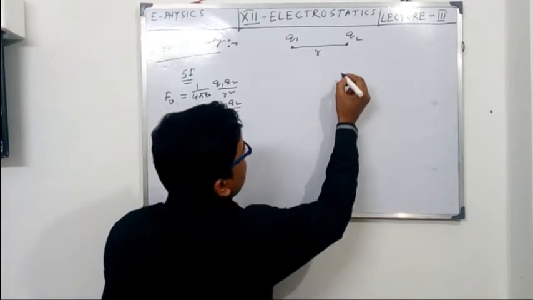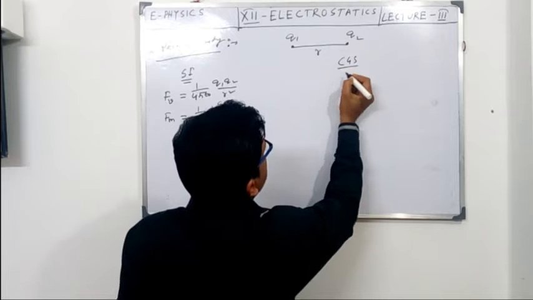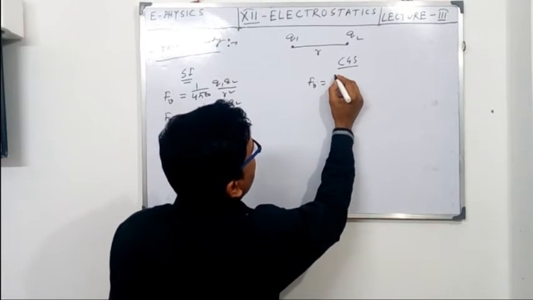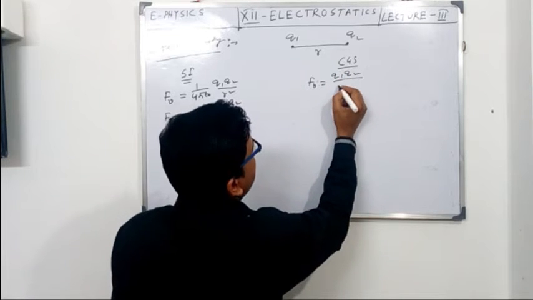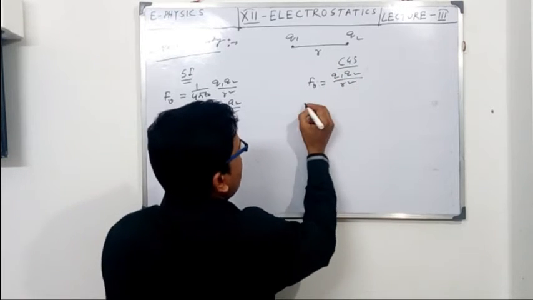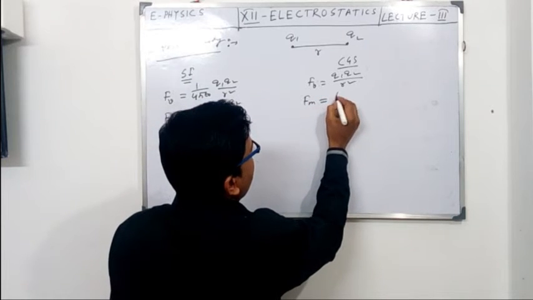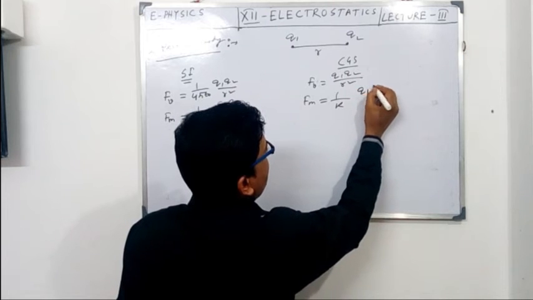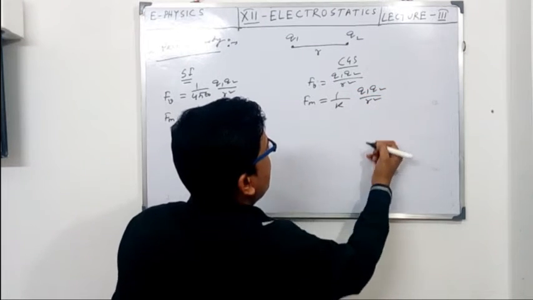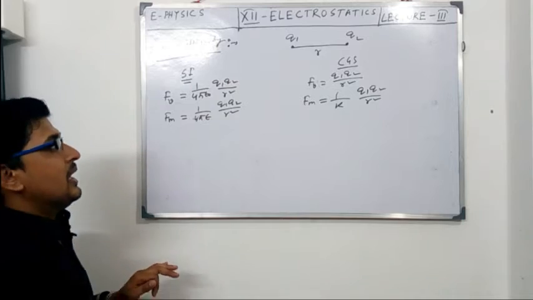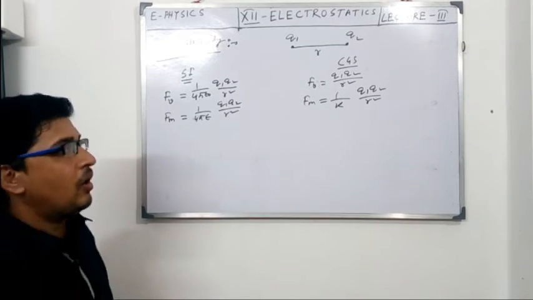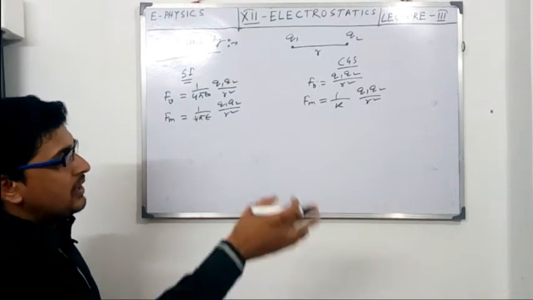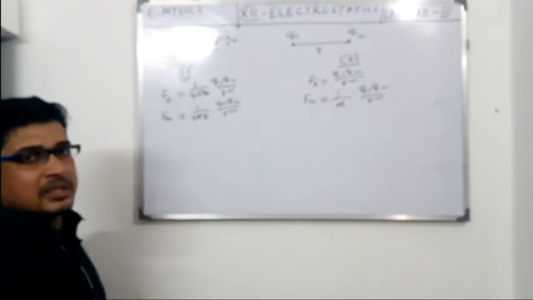अब CGS में F इज इक्वल्स टू वैक्यूम में Q1 Q2 बटा r², एंड किसी दूसरे मीडियम में 1/k, दिस इज स्मॉल k, Q1 Q2 बटा r². This will be the expression of Coulomb's law in SI and CGS unit system. So in our previous class we had discussed them.